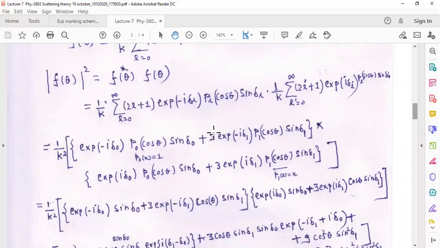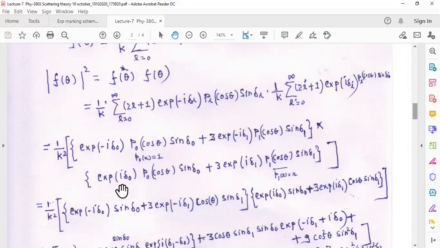So you see I wrote here exponential of minus i delta 0, and P0 of cos theta. P0 of x is 1, so it gives you 1, and sin delta 0. Then you have 3 exponential of minus i delta 1, and P1 of x is x, x is cos theta, so it is cos theta sin delta 1. So you see there is a first term. I put it in a curly bracket. The first curly bracket represents the first term here. Now you have a second curly bracket which represents the second term.